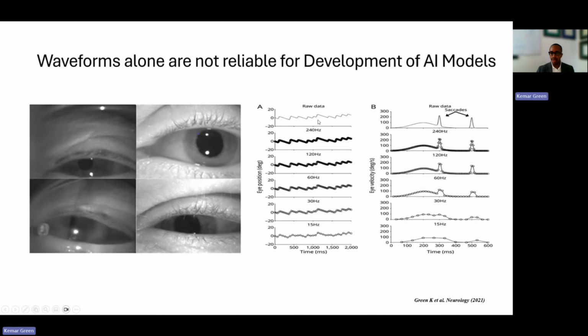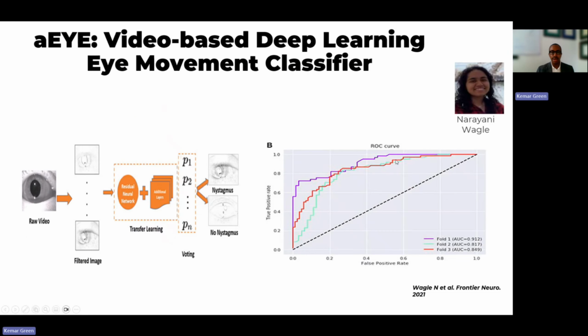And we also showed here that if you downsample a waveform, so this is a waveform of an eye movement type called nystagmus, which has this characteristic sawtooth pattern, you see here, if we move from 240 to 15 hertz, that we lose the sawtooth pattern. As a clinician, we wouldn't be able to tell what's really going on by looking at this, if this patient had nystagmus or not. And so that in itself would be a barrier to using this in low resource areas for diagnosis. So what we came up with back then was a way around that by using the videos themselves without relying on the waveforms.